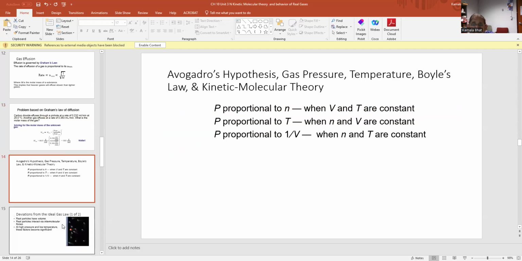Avogadro's hypothesis, gas pressure, temperature, Boyle's law, and kinetic theory. Avogadro's law: P is proportional to N when V and T are constant. P is proportional to T when N and V are constant. P is proportional to 1 over V when N and T are constant.